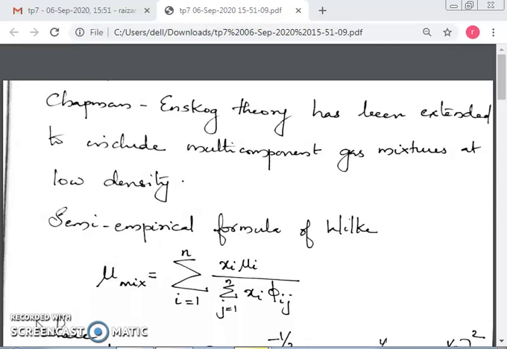So this Chapman-Enskog theory has been extended to include multi-component gas mixtures at low density. So for this we can use the semi-empirical formula proposed by Wilke for getting the viscosity of these gas mixtures. The equation is viscosity of mixture is equal to sigma i equal to 1 to n, xi mu i by sigma j equal to 1 to n, xj phi ij. Here it is a mistake, it is actually xj, not xi.